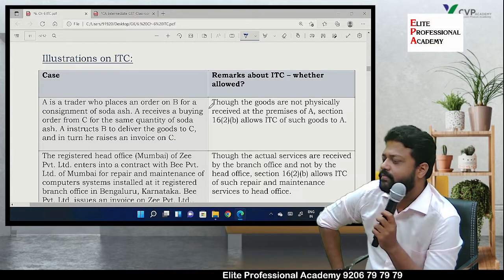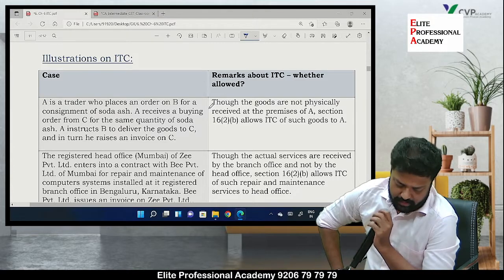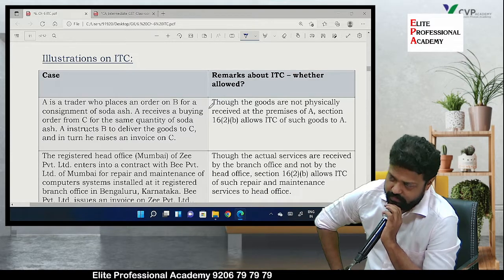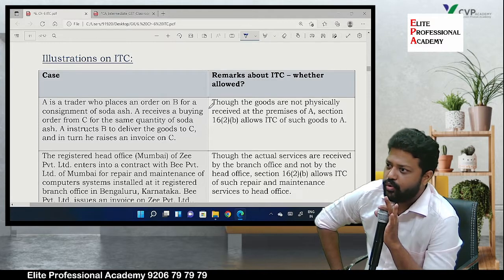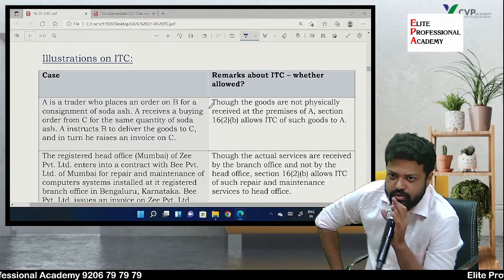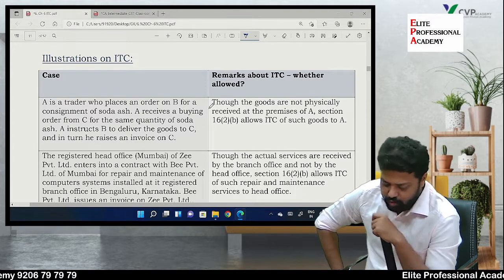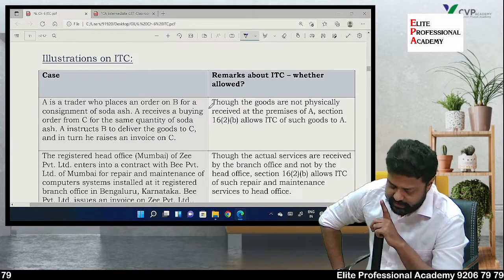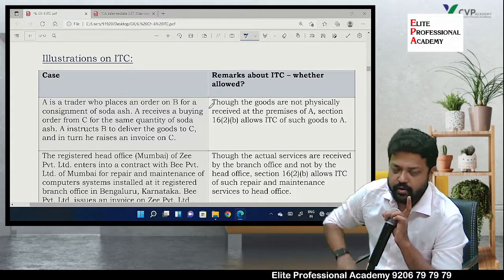What is the reason? Okay, which category this example belongs to? Bill to, ship to. What happens in that case? Which condition is excused? Receipt, actual receipt of goods or services. So how do we write it? Though the goods are not physically received at the premises of A, section 16(2)(b) allows ITC of such goods to A. Clear? Okay. Now next question.